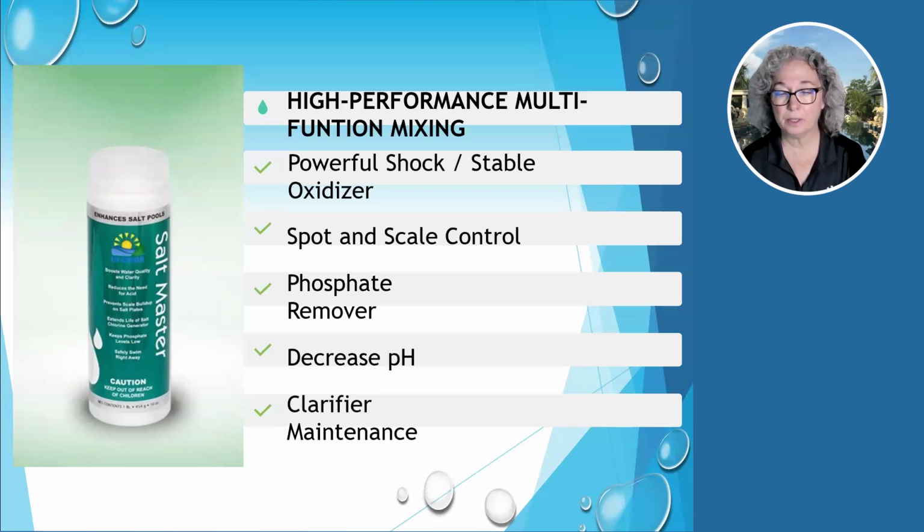The phosphates were at 2,000 parts per billion, and they were running the salt cell at 80%. So I asked him, we adjusted the salt cell to go a little lower. We did a phosphate treatment, and he used Salt Master for 3 weeks, and he saw a drastic change.